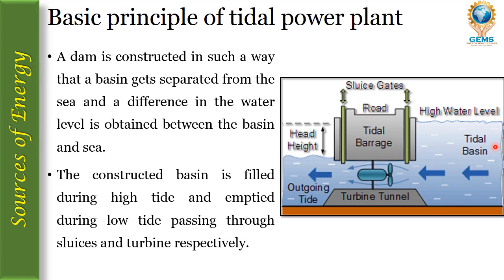The constructed basin is filled during high tide and emptied during low tide by passing through the sluices and turbine respectively. So during low tide, this is the illustration of the low tide. So during low tide, the water from the basin is emptied to the sea. While emptying, it runs the turbine.